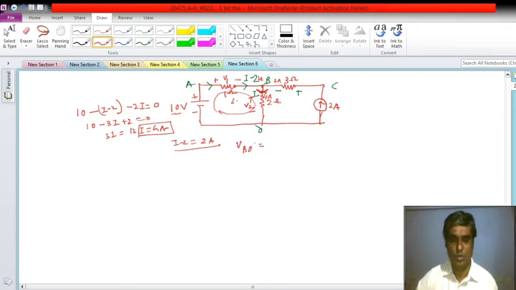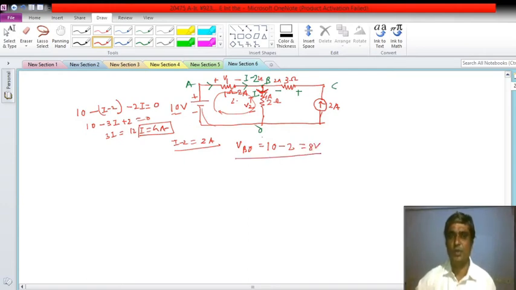So for VBO, let me go in this direction, for example. So this is 10 in this value. So voltage is 10 minus, how much will it be? Minus 2, correct? Because the current is 2 amps here. So 2 into 1, that is 2 volt. So it will be 8 volt, the value of VBO.